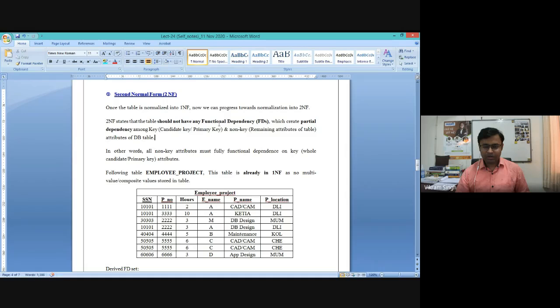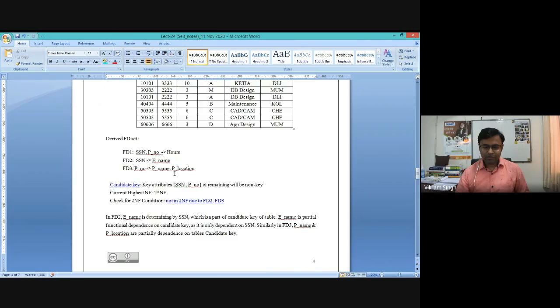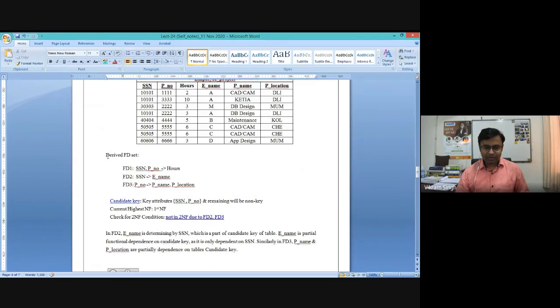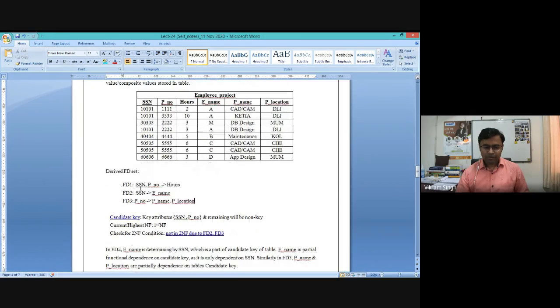It says there should not be any functional dependencies which create partial dependency between key and non-key attributes. That is very crucial. Based on this, take this FD set, which is derived from this basic table visible to you right now. The first FD says SSN and P number determines R. The second FD says SSN determines E name, and the third says P number determines P name and location. Now, based on these 3 FDs, you can see what the candidate key is for this FD set. So the key attributes are SSN and P number.